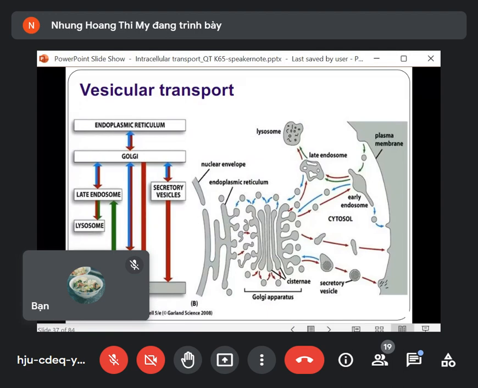Okay, so the protein needs to be transported to the other organelle, like the Golgi apparatus. So they need to use the third way of protein transport inside the cell. We call this vesicular transport.